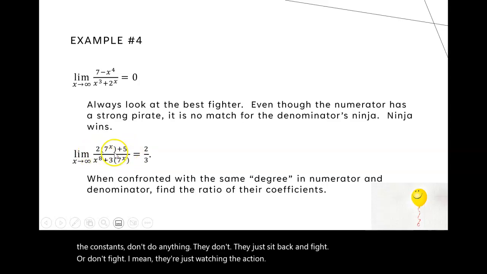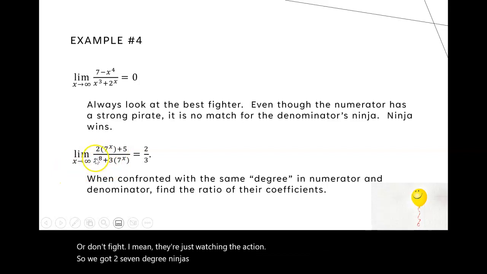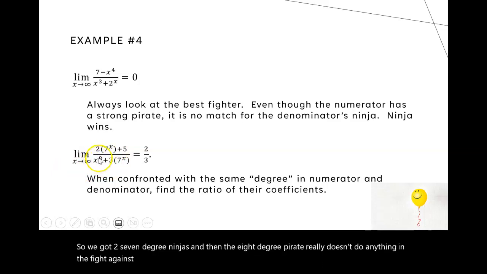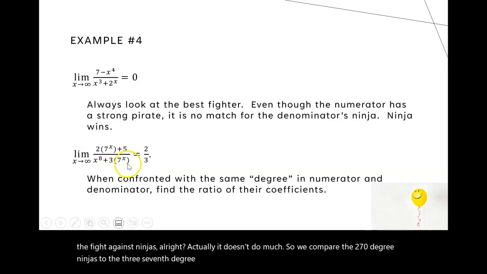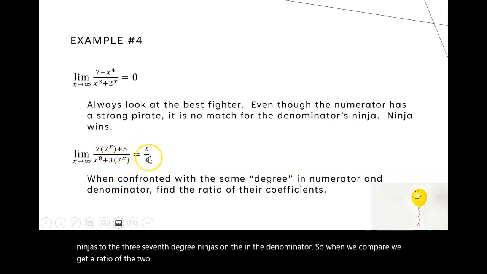So we got 2 7th degree ninjas, and the 8th degree pirate really doesn't do anything in the fight against ninjas. x to the 8th doesn't do much. So we compare the 2 7th degree ninjas to the 3 7th degree ninjas in the denominator, and we get 2 divided by 3. So when confronted with the same degree in our numerator and denominator, we find the ratio of those coefficients.